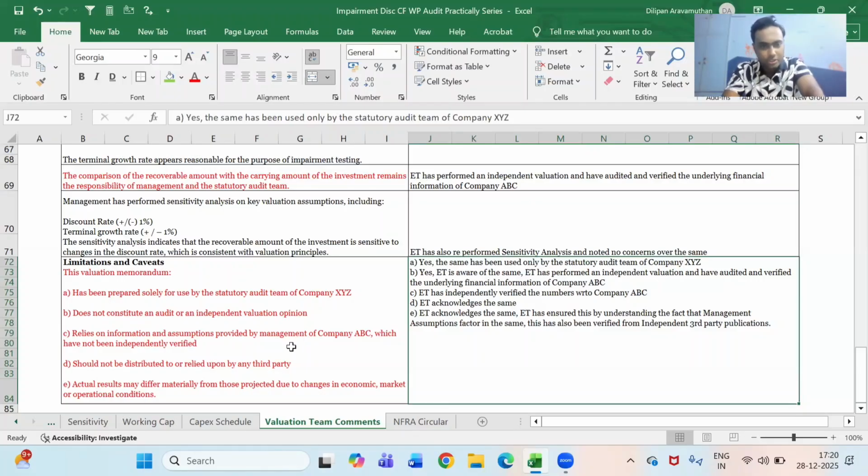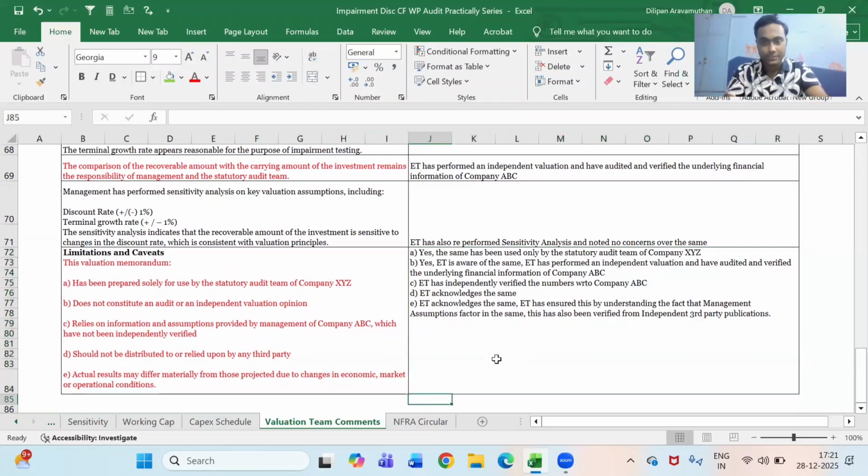Next, should not be distributed or relied upon by any third party. We acknowledge that we will not distribute it to any third party. That is what we stated in point D. Point E, actual results may differ materially from those projected due to changes in economic, market, or operational conditions. For which we have responded saying we acknowledge the same. We have also ensured by understanding the fact that management assumptions factor in the same. This has also been verified from independent third-party publications.